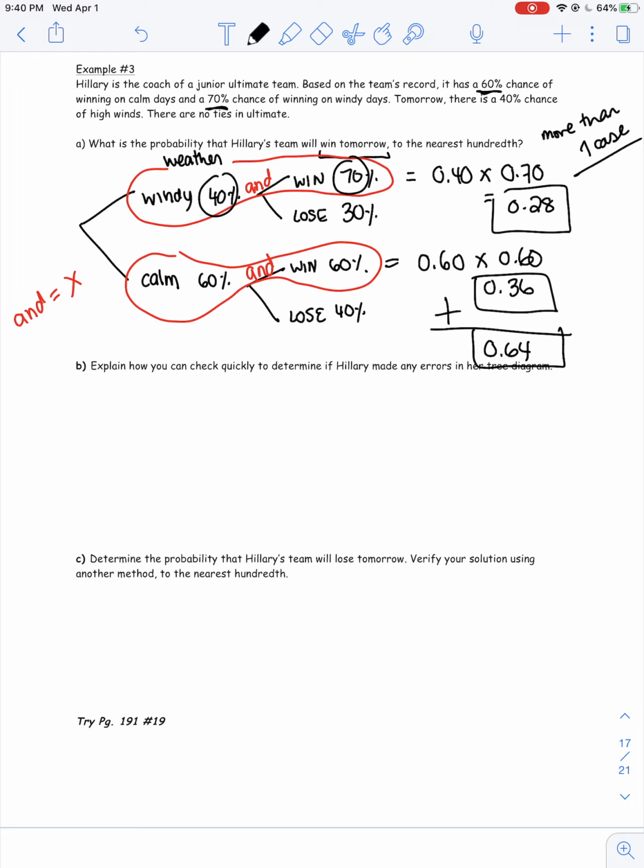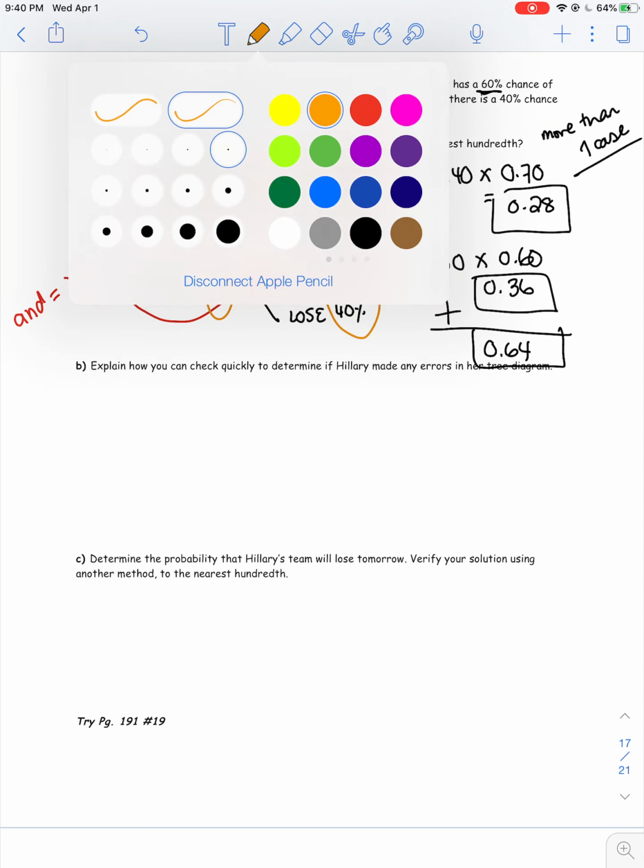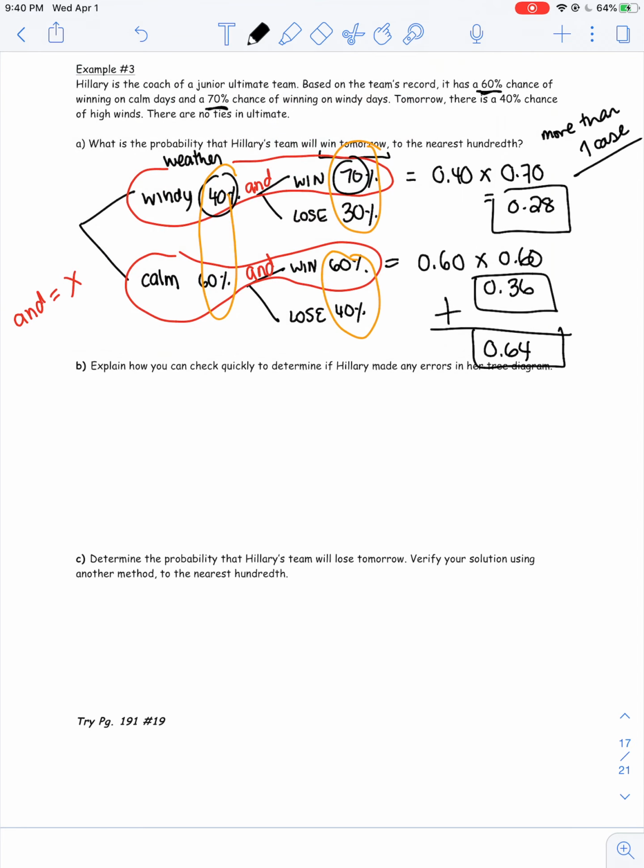Now, how we know that we're doing this properly, how we can check quickly for errors, is that you should always be checking these numbers here. These should add up to 100, these should add up to 100, these should add up to 100. That's a quick little check. Also, we're going to do C first, and then I'll show you another way to check with the answer from C. So we want to now know losing.